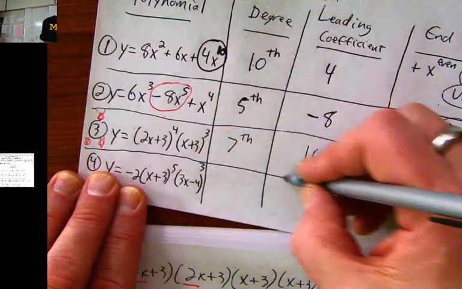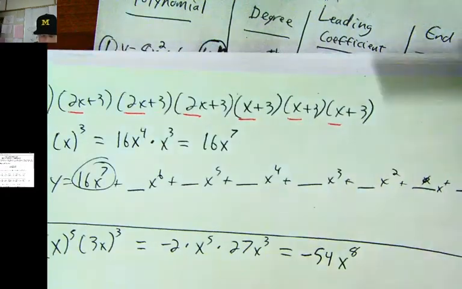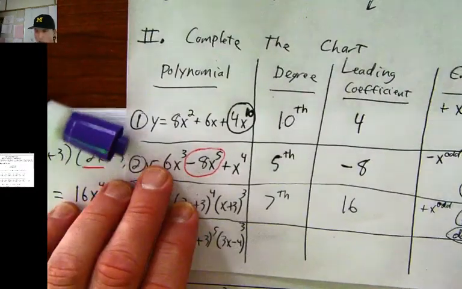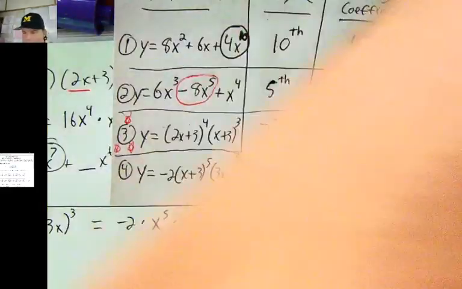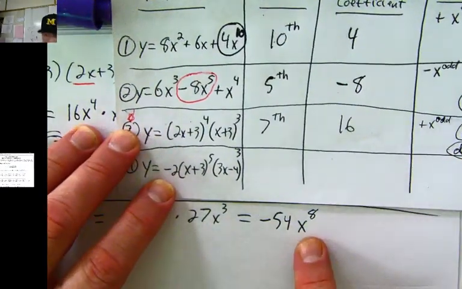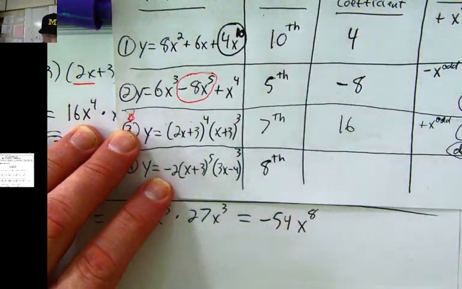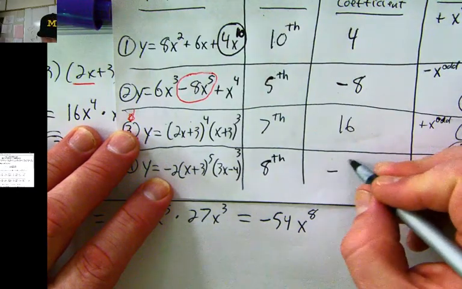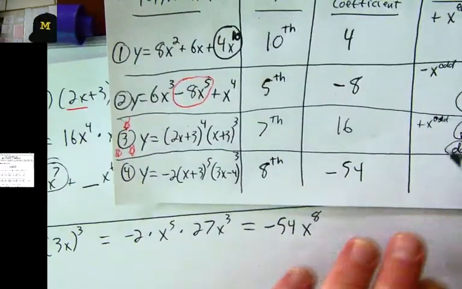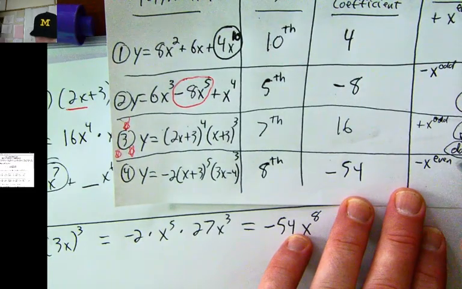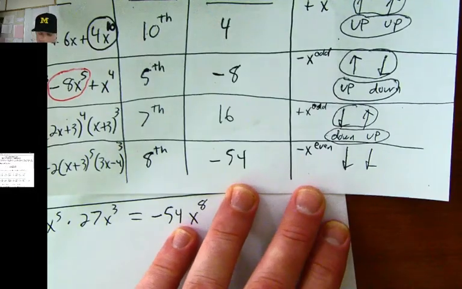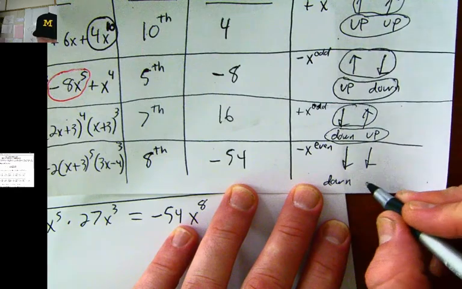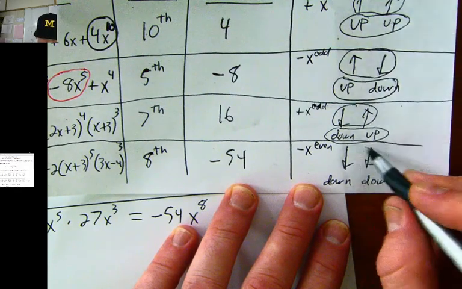So using that knowledge, sorry about this, I'm a little sloppy here in my presentation. The -54x to the 8, it's x to the 8, so it's an 8th degree polynomial. The leading coefficient would be -54, which means this is -x to the even. And we learned from -x earlier that -x to the even is a down and down situation, just like -x squared is down and down.